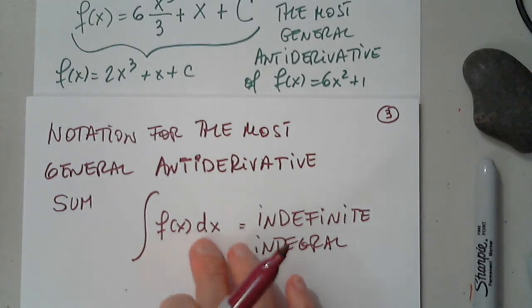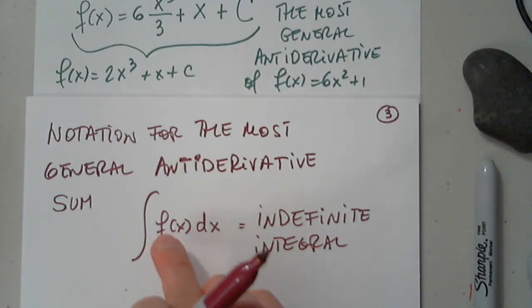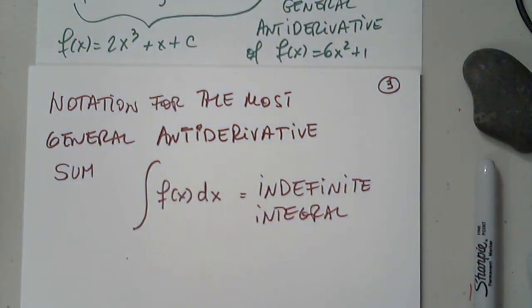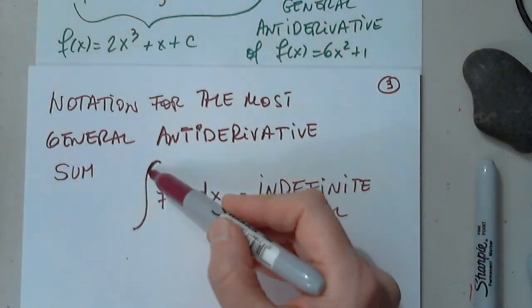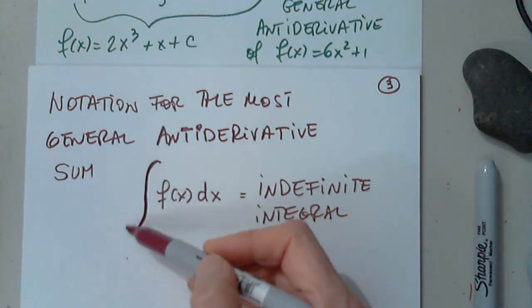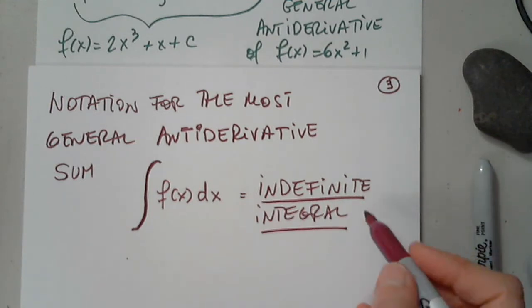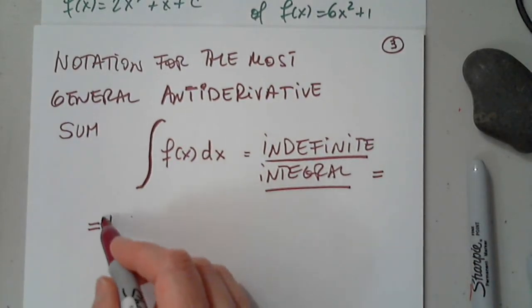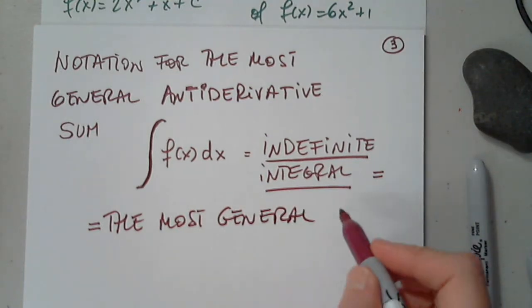I'll come back and explain why we use this and why we use f of x times dx. I think this is not the right moment, but that's how the book presents it, and I'll go along with it. Okay, so we are summing something. Soon I'll explain what we are summing. So it's a long, elongated S, f of x times dx, and this is the indefinite integral. That's the name of it. Also equals the most general antiderivative.